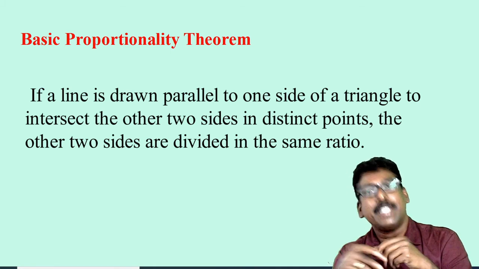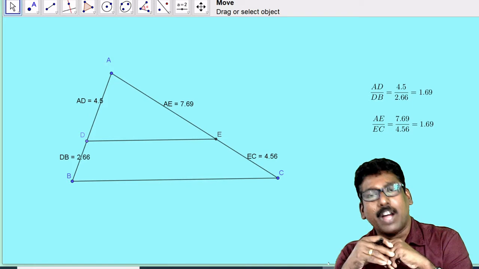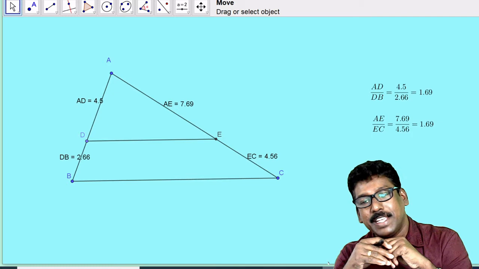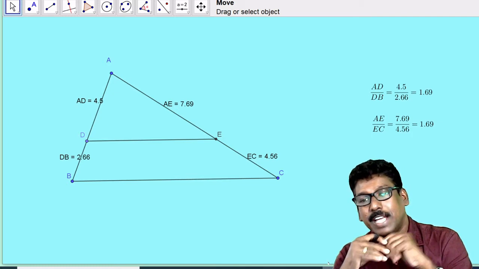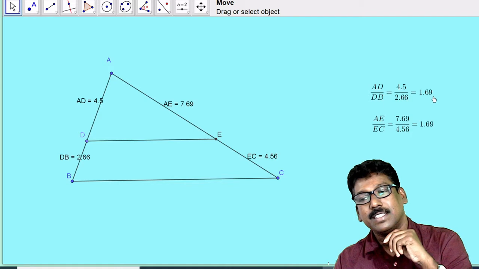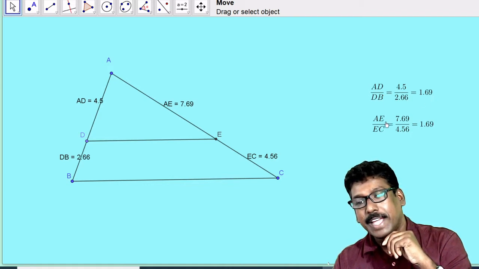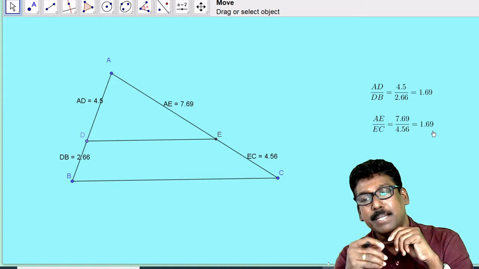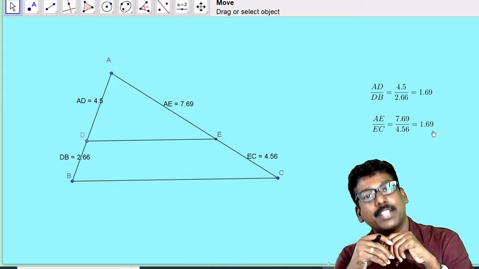Now, let me take a triangle. Here you have triangle ABC and the measurements of AD, DB, AE, EC are given. You can see here AD by DB is equal to 4.5 by 2.66, that is 1.69, and AE by EC is also 7.69 by 4.56, which is equal to 1.69. That means in this triangle AD by DB and AE by EC are equal.